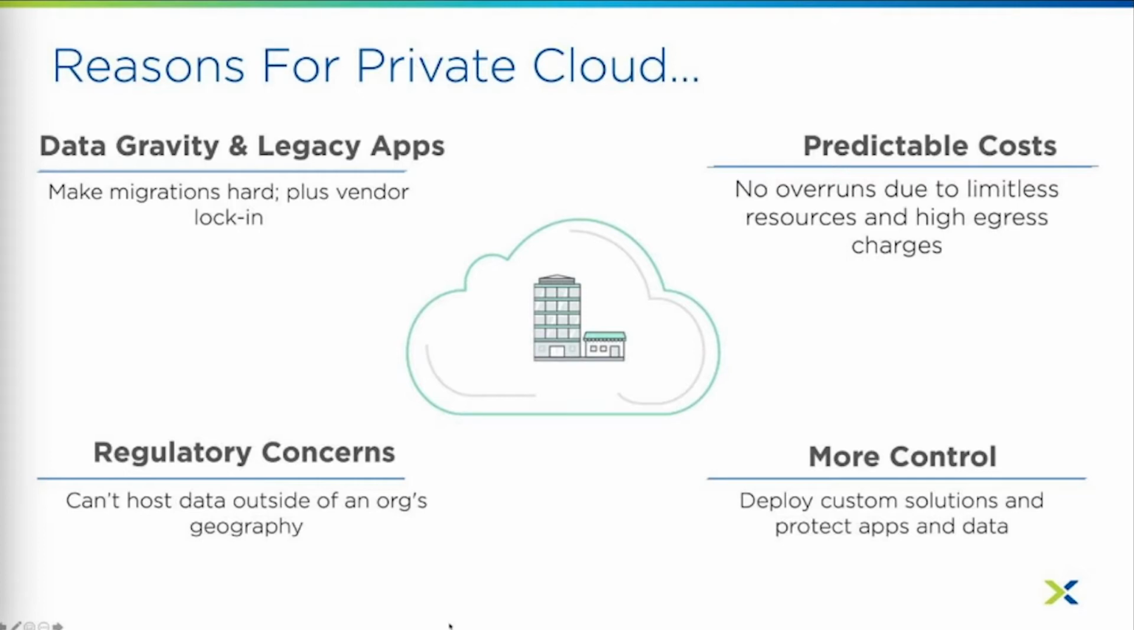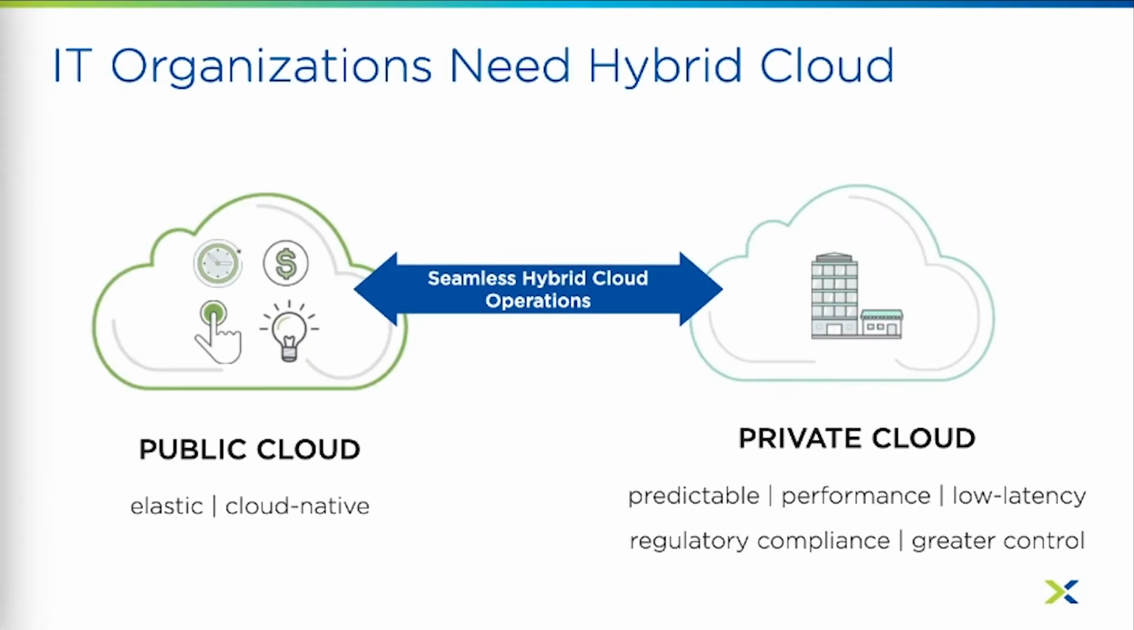So there's a lot of reasons for both, a lot of good reasons for both. So what's the answer, right? Well, the answer is a hybrid cloud. And why is that? Well, because it gives you a little of both. It gives you that private cloud, all that predictable performance, all the low latency, the regulatory compliance, and that greater control that you might feel with the workloads being on-prem. And then you have the public cloud as well. When you have that hybrid cloud, you can move workloads in that seamless hybrid cloud operation for those workloads that might be elastic, for those workloads that might be seasonal or burstable, or even cloud native, where they're a better fit for public.